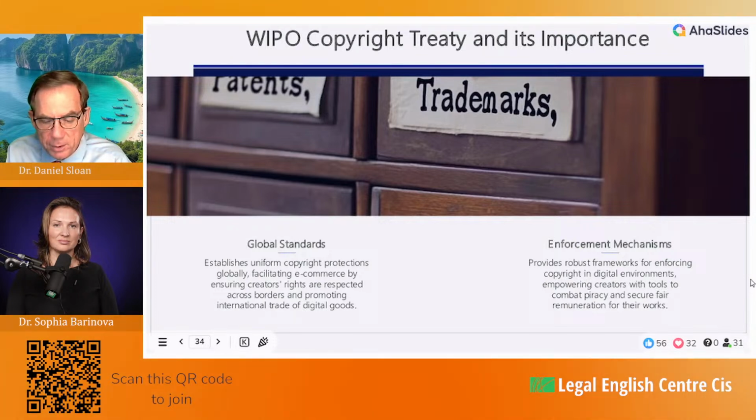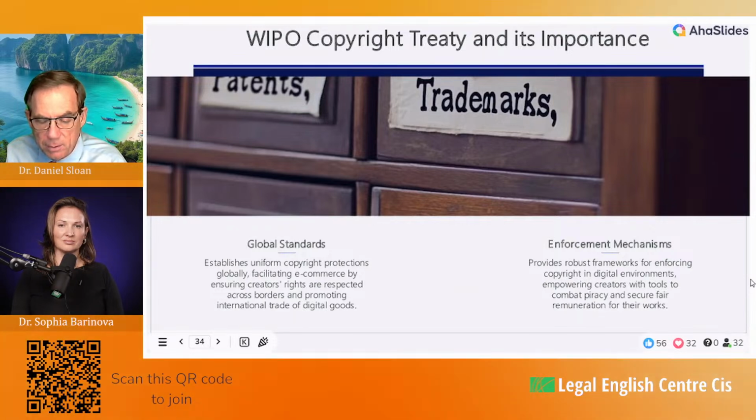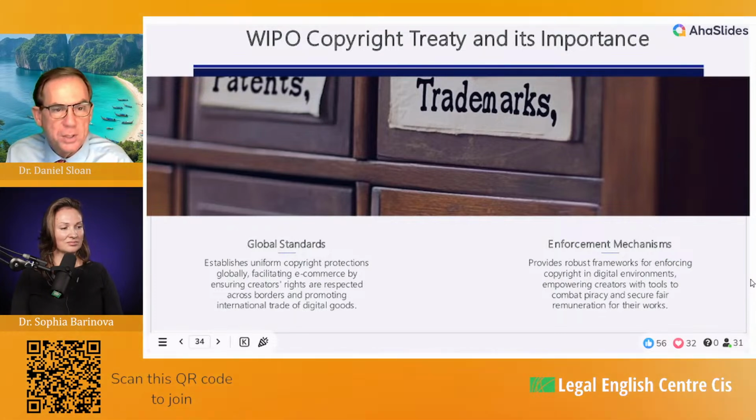And then enforcement provides robust frameworks for enforcing copyright in digital environments. So empowering creators with tools to combat piracy and to secure fair remuneration for their works. So if their works are infringed upon, those mechanisms help protect them. We're going to go into some of those in a little bit.